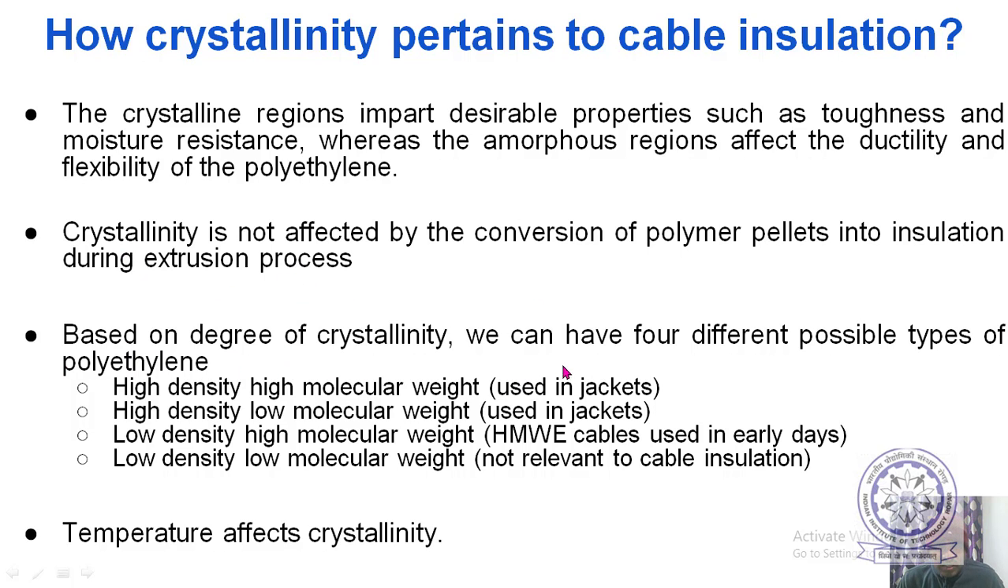Based on degree of crystallinity, we can have 4 different types of polyethylene. The high density, high molecular weight, which will be used in jackets. High density, low molecular weight, again used in jackets. Low density, high molecular weight, HMWE cables used in early days for cable insulation. And of course, low density, low molecular weight is not relevant to cable insulation. Of course, temperature does affect the crystallinity of the material.